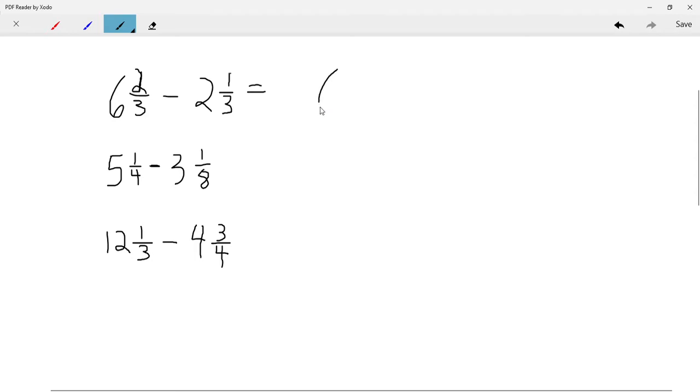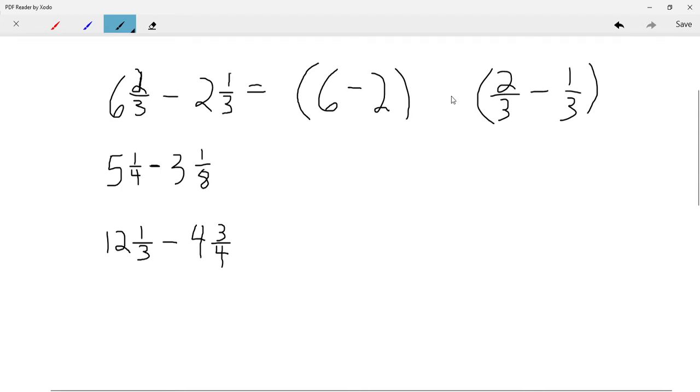One way you can think about this is you can split it up into 6 minus 2 and then 2/3 minus 1/3. And really you would be adding these answers together. Now, this works out in this one because we don't have to borrow, but I can show you how to do that in a little bit.